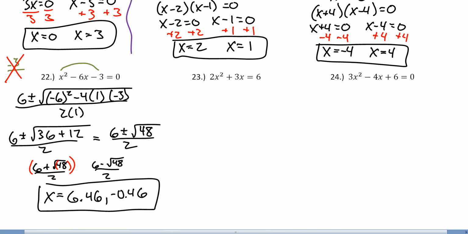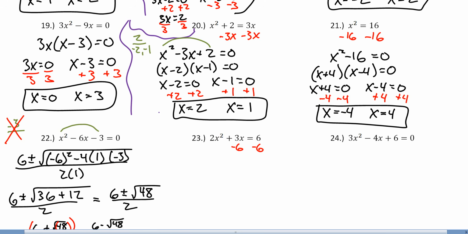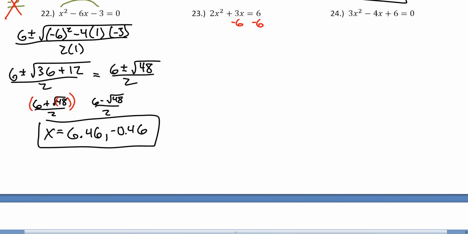The next guy, again, I want this thing set equal to 0 first, so I'm going to subtract that 6 from each side. Because whether you're doing factoring or the quadratic formula, either way, you need this thing set equal to 0 first.